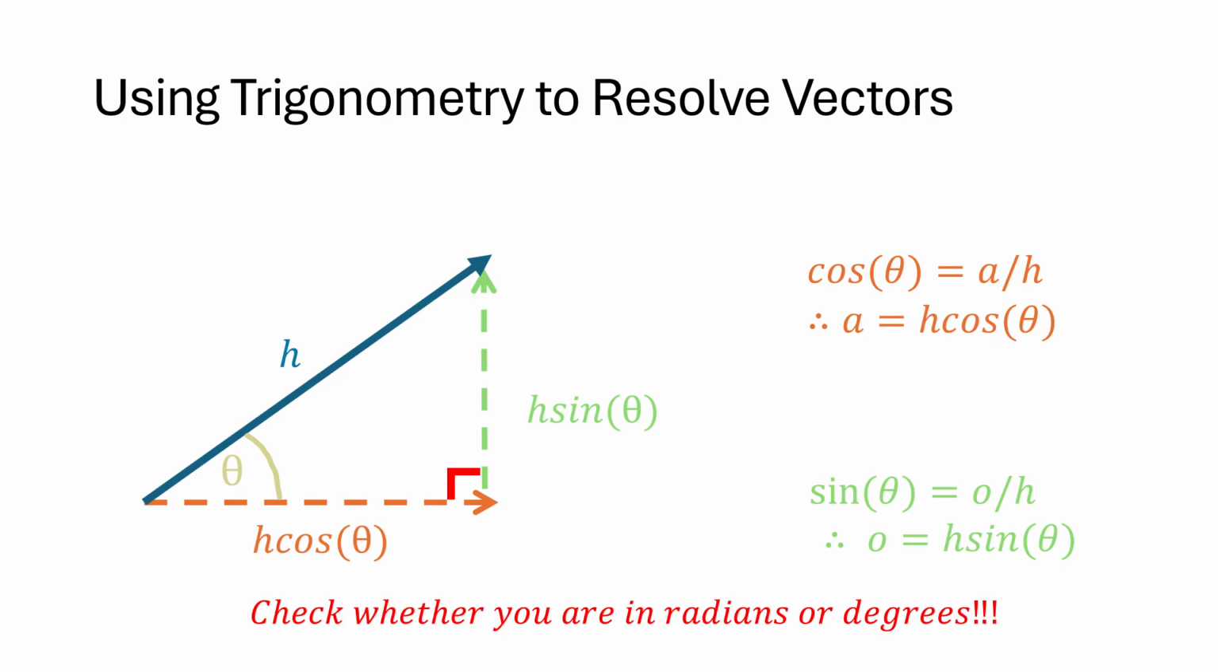Now, just as a reminder, make sure that you check the units that you're working in. If the question gives you your angle in radians, make sure that your calculator is in radians. And if it gives you it in degrees, make sure that you're working in degrees.